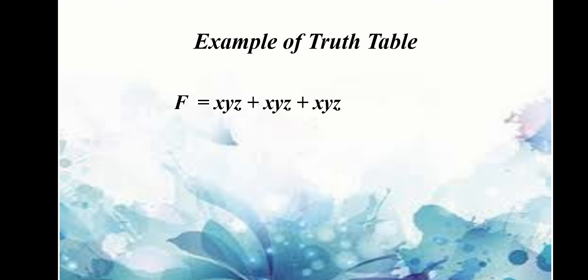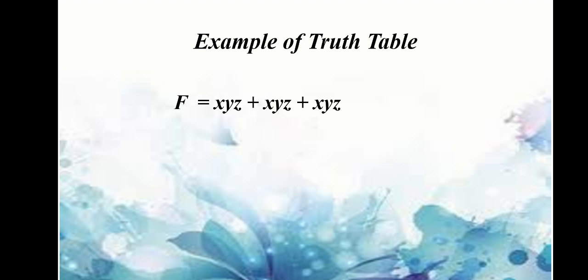Here we are going to study the truth table, how we can make the truth table of three inputs. In the previous slides you have studied exclusive NOR, exclusive OR, AND gate, NOR gate, OR gate and NAND gate. You have studied the truth table of two inputs, where the combinations were 4. Now we will work on three inputs.